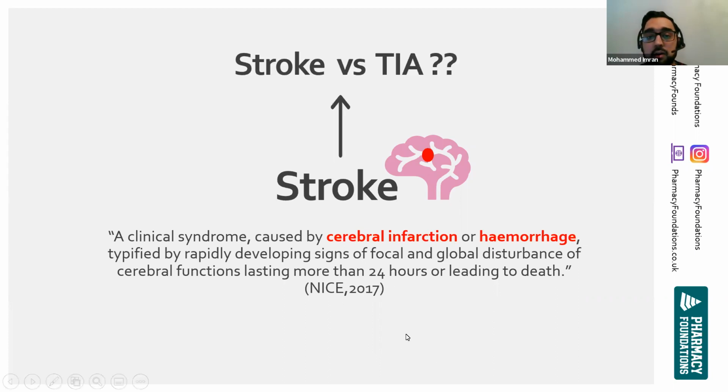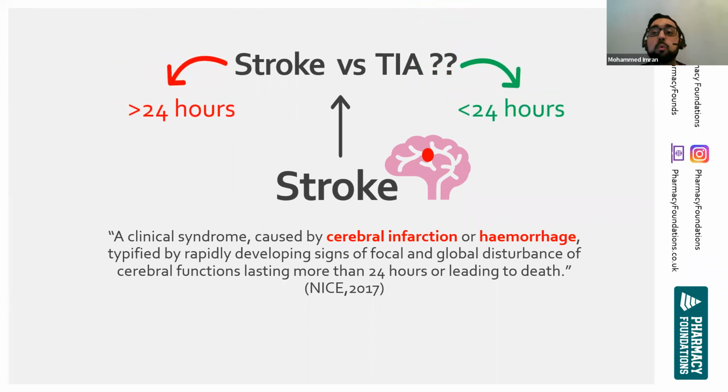Okay, now, how do we define a stroke versus a TIA? Key thing to remember is timing, okay? When it comes to a stroke, it lasts more than 24 hours, regardless of an ischemic stroke or even a hemorrhagic stroke for that matter. In terms of a TIA, the symptoms will resolve in less than 24 hours, usually 5 to 15 minutes or so typically, okay? Now, I think this relates back to the question that was asked previously, so I'll reiterate the answer for anybody that did miss that.